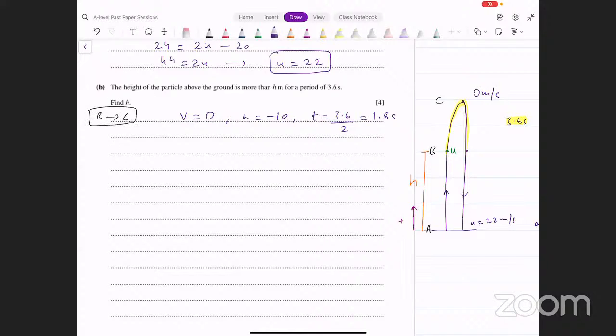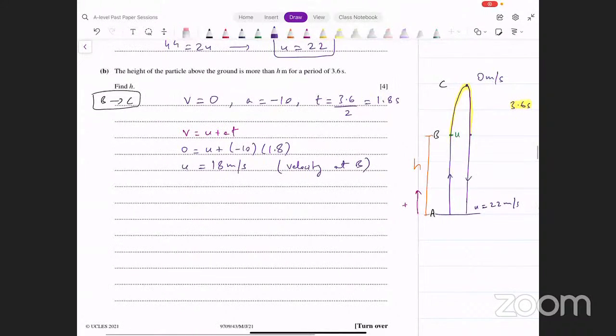I've got this information U, A and T. U find कर सकते हैं हम यहाँ से। कैसे करेंगे? We know V equals U plus AT. V is 0, U is unknown, A is -10, time taken is 1.8. We find the initial velocity from here. The initial velocity turns out to be 18 meters per second. ये आपकी वेलोसिटी आ गई एट द पॉइंट बी। ठीक है, बी के ऊपर वेलोसिटी आ गई आपके पास। अब क्या कर सकते हैं?